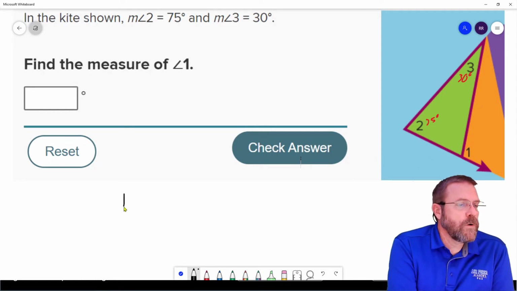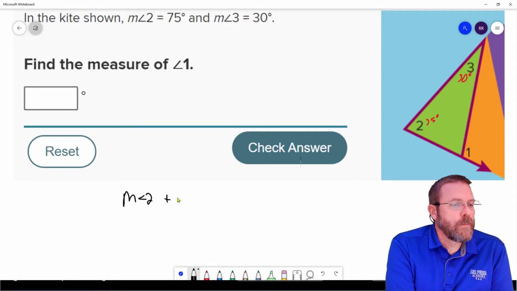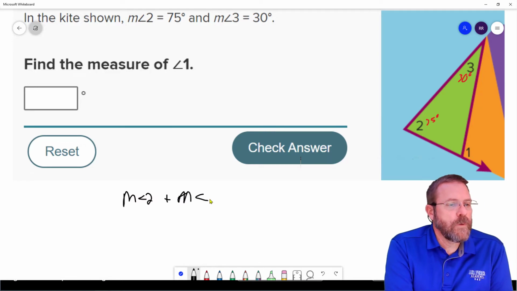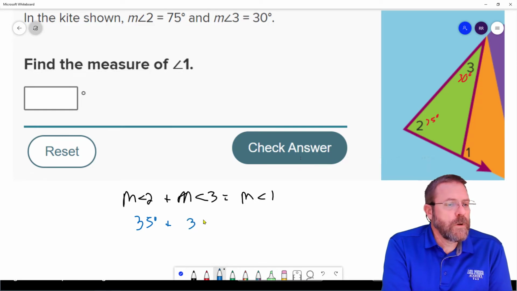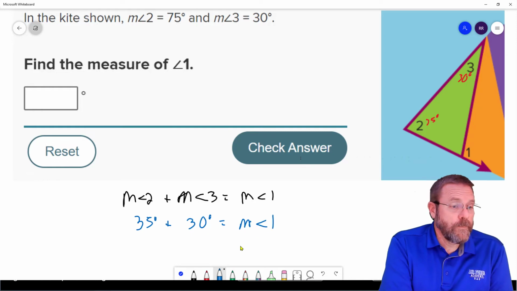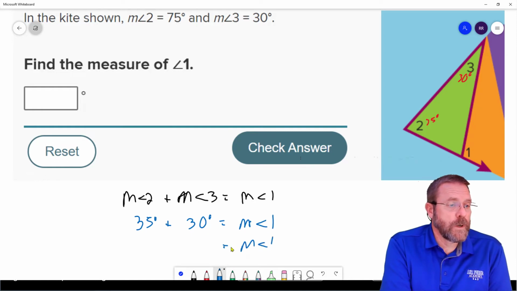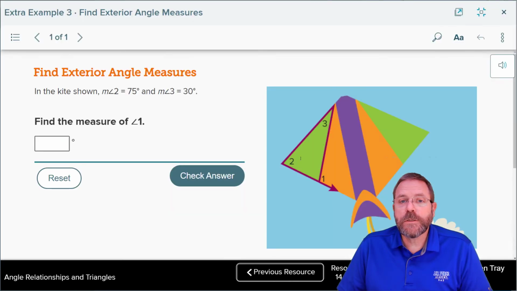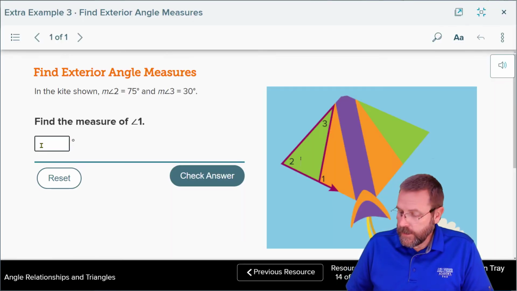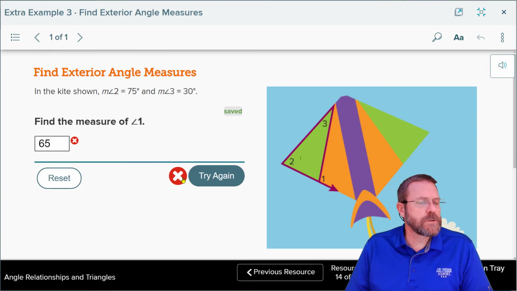So I'm going to do myself a formula. The measure of angle 2 plus the measure of angle 3 is equal to the measure of angle 1. Angle 2 we know is 35 degrees. Plus angle 3 we know is 30 degrees equals the measure of angle 1. That means the measure of angle 1 is going to equal 65 degrees. That's all there is to do in those problems, guys. Super easy, super quick. You do, of course, need to have good big kid supporting work to justify your answers.